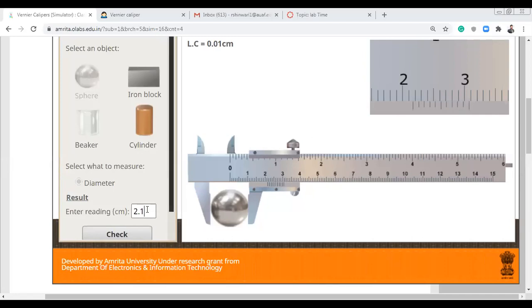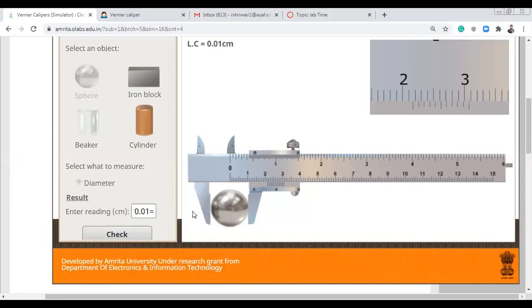So what to do? You need to add 2.1 plus the vernier reading. The 8th number is parallel. So 8 multiplied with what? Multiply with the least count. What is the least count of this device? 0.01. So you need to multiply 8 with 0.01. So what will be the result?